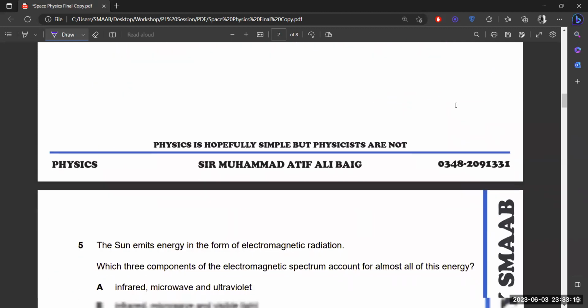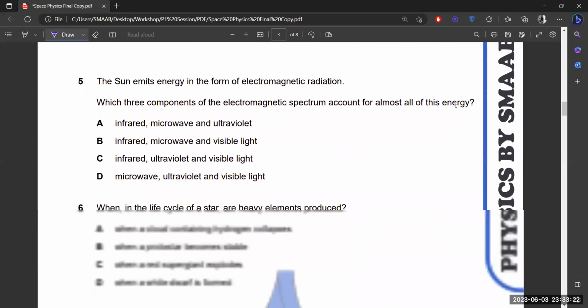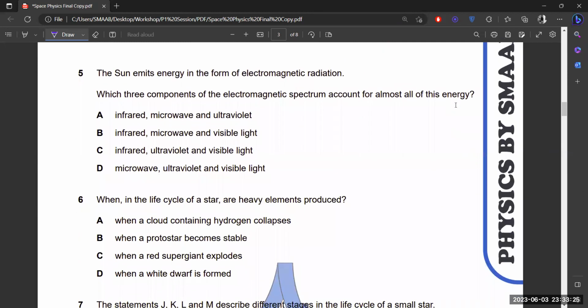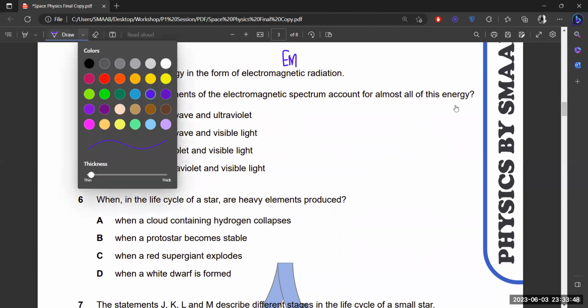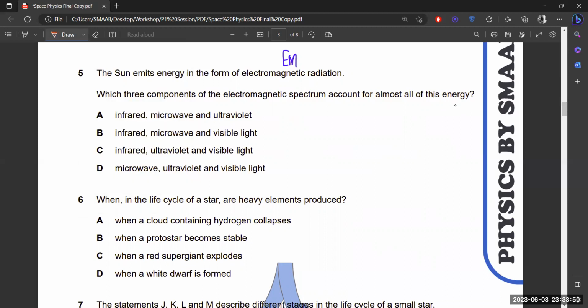Now let's check out question number 5. The sun emits energy in the form of electromagnetic radiation. We know that sun emits energy in the form of radiations. Which three components of the electromagnetic spectrum account for almost all of this energy? So you need to identify all types of electromagnetic radiations that are going to be emitted from the sun, right? So let's check out the first option: infrared, microwave, ultraviolet. We know that microwave we use in our daily life for the transmission between satellite and Earth. So microwave is not the right choice.